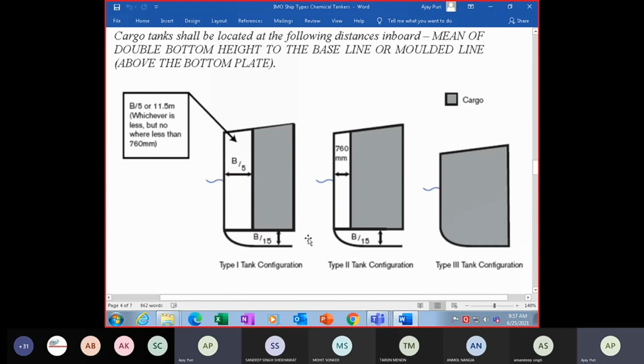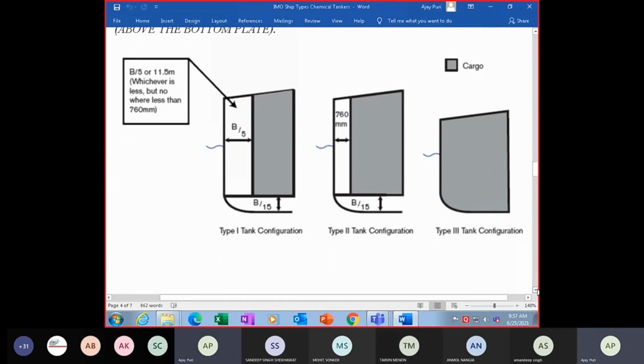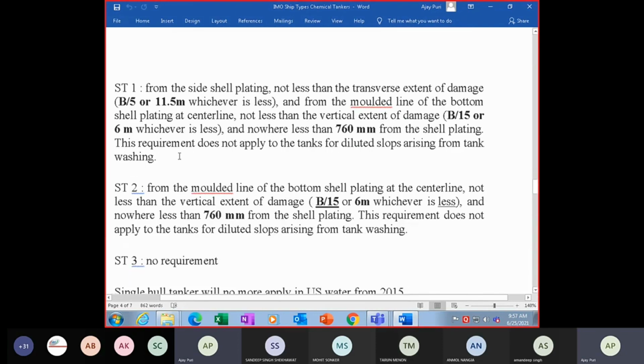So suppose your breadth of the vessel is 30 meters, then the DB tank should be minimum 2 meters. And double hull will be minimum 6 meters. So 6 meters or 11.5, whichever is less, then B by 5 will be 6. In type 2, the double hull will be at least 76 centimeter. At the corners also, rounding will also be 76 centimeters. The double bottom will be B by 15. While in type 3, you don't have double hull and double bottom requirements. तो यही दिया B by 5 and 11.5 और ये सारा दिया हुआ है.